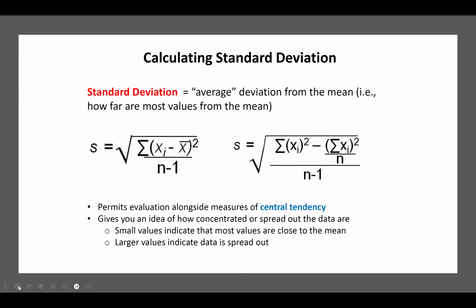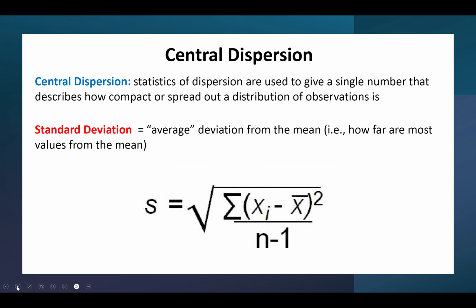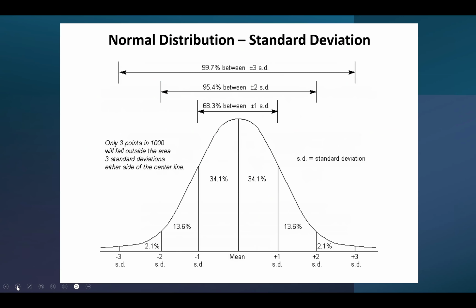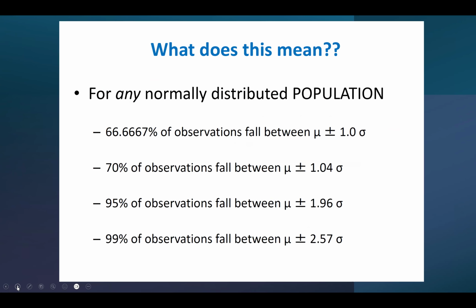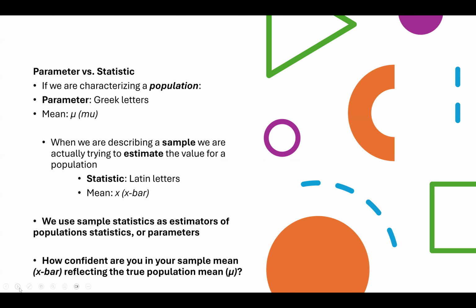Okay. So this is what our normal distribution looks like. So what does any of this even mean, right? For any normally distributed population, these are the percentages of observations, the marks on that big bell curve that you find. So mean plus or minus 1 standard deviation, mean plus or minus 2. This is just a standard thing that you need to know.